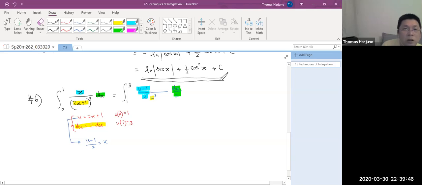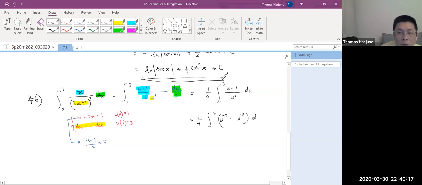Let me go on with the integration. So this is equal to 1/4 integral of (u minus 1) over u cubed, from 1 to 3, which is the integral from 1 to 3 of u to the power of negative 2 minus u to the power of negative 3. I think you can go on from there already. You don't need to do more, right? So that's for number 6.